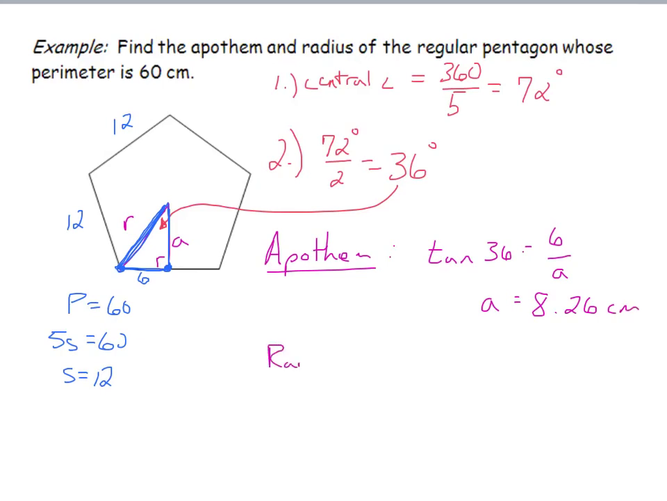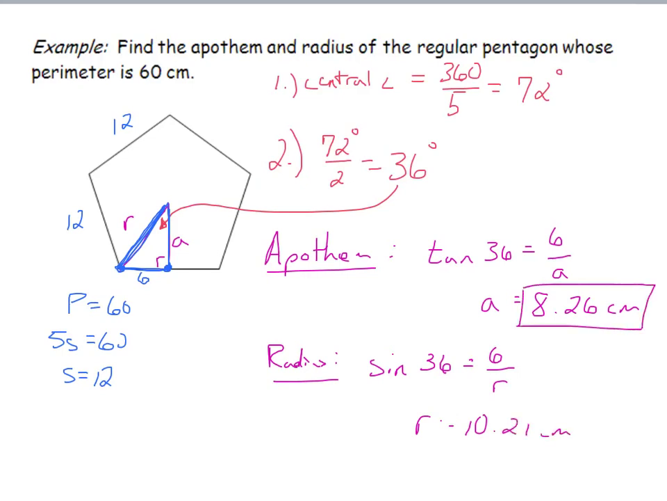Next, the radius. If I'm looking at finding the radius, I know the side opposite of my angle, and the radius is the hypotenuse. So the opposite and hypotenuse means I'm using sine. Sine of the angle, 36 degrees, equals the opposite, 6, over the hypotenuse, which is r. If I plug that into my calculator, my radius ends up being 10.21 centimeters. So I solved for my apothem and my radius.